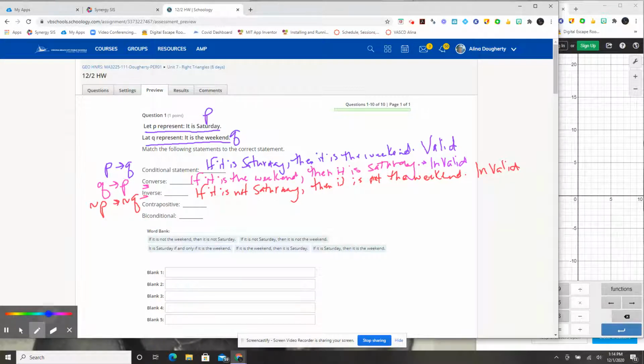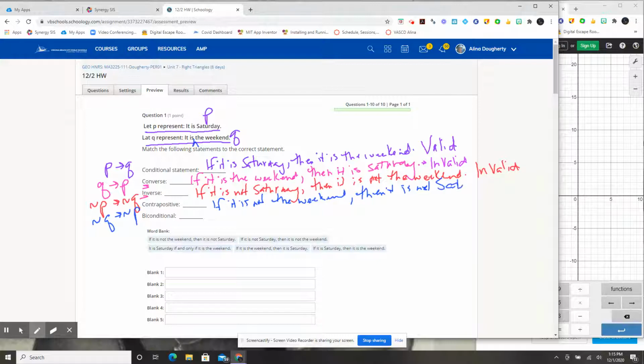However, our next pattern is a valid pattern, contrapositive. We've got to switch and negate. So we take the end and give it a not. If it is not the weekend, comma, then it is not Saturday. This is a valid pattern. So I can keep the order or I can change and negate the order. Both of those are okay.